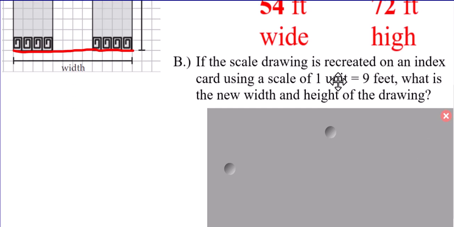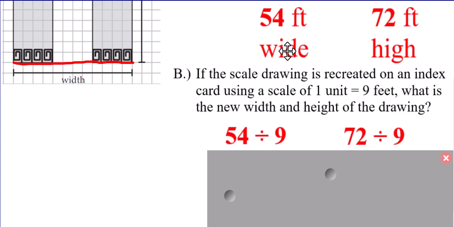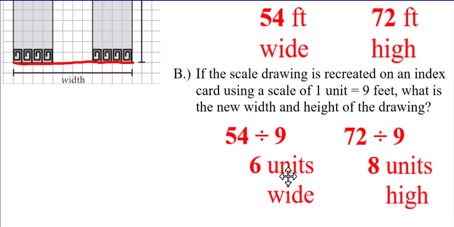Part B. If the scale drawing is recreated on an index card using a scale of 1 unit equals 9 feet, what is the new width and height of the drawing? So this is kind of like number 7 and 8 that we did above. You're going to have to divide. Now you're going to have to take your answers from part A, which are the actual width and actual height, and divide it by this new number in the scale. And that's going to give you the drawing's width and the drawing's height.